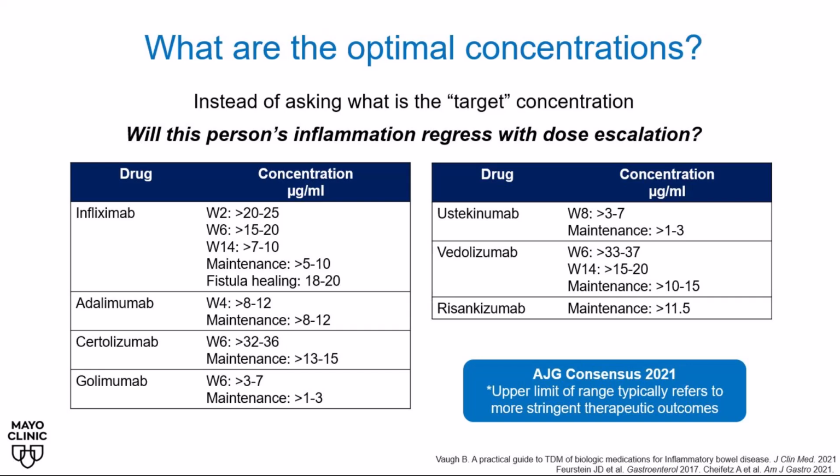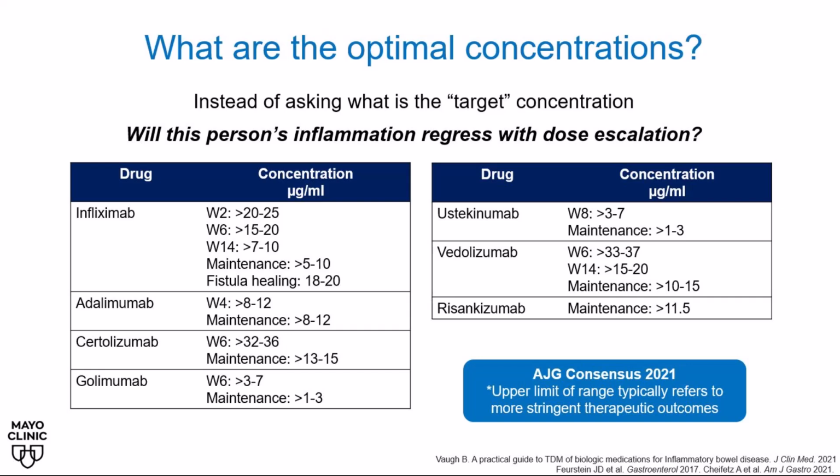Instead of asking what the target concentration is, if we're really truly thinking about predictive and precision medicine, will this particular patient's inflammation regress when I do dose escalation? So if a patient has a level of 15 on infliximab and they don't have penetrating complications in their maintenance phase, it's probably less likely that I'm going to get any more bang for my buck by getting more infliximab. This would be a patient I need to consider as a primary non-responder.